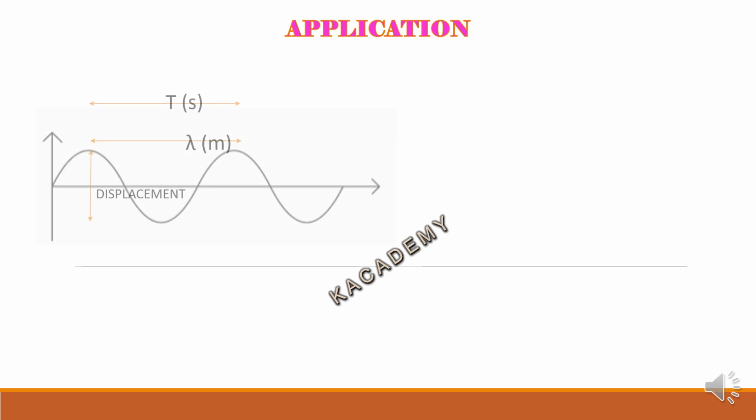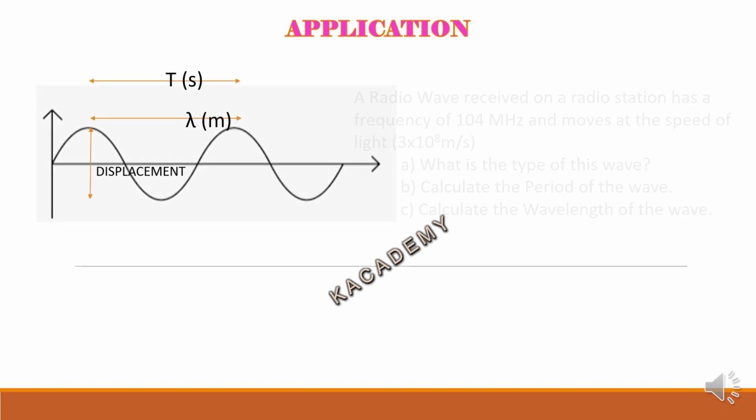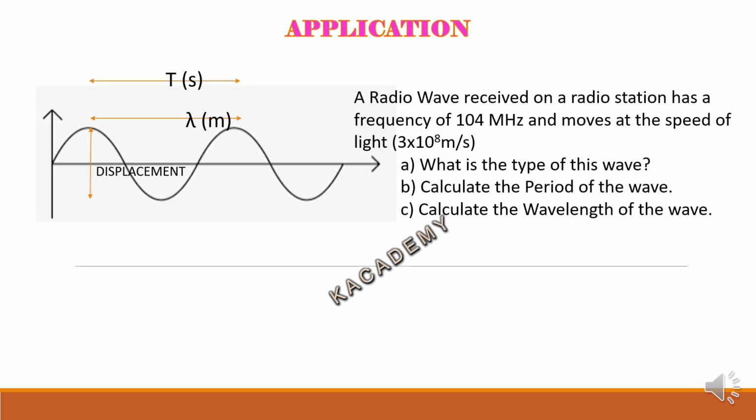We will now wrap up this video by providing a practical application which will help us better understand the main topics provided. A radio wave received on a radio station has a frequency of 104 MHz and moves at the speed of light, which is 3 times 10 to the power 8 meters per second. A. What is the type of this wave? B. Calculate the period of the wave. And C. Calculate the wavelength of the wave.